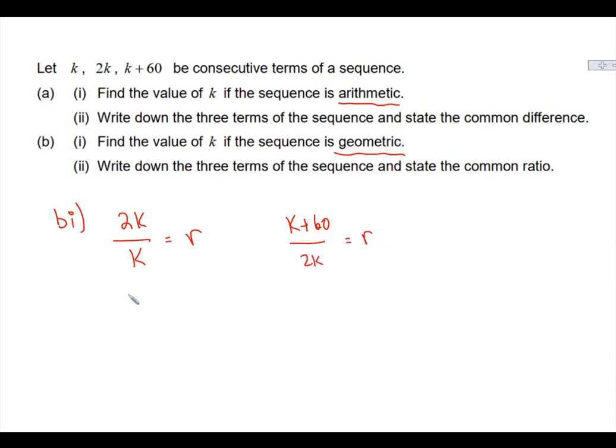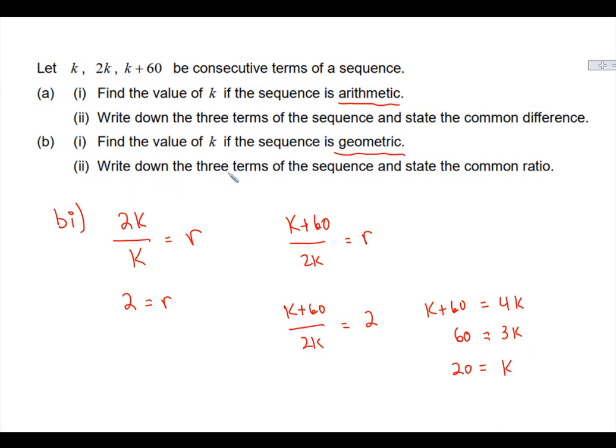Now the k's divide each other out here. I know 2 is equal to r, so I can take k plus 60 divided by 2k, set it equal to 2. So I'm going to end up with k plus 60 is equal to 4k. Minus k on both sides, so I get 60 is equal to 3k, so k is going to equal 20. So now we found the value of k.